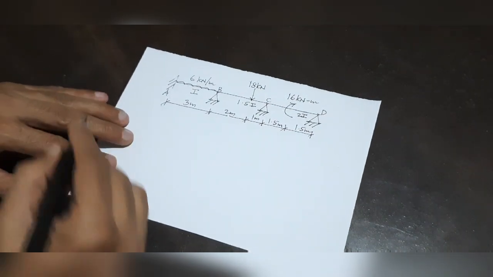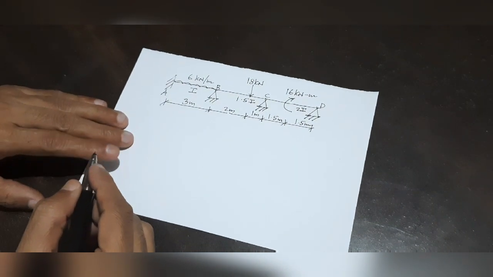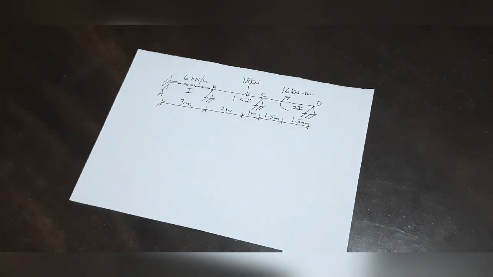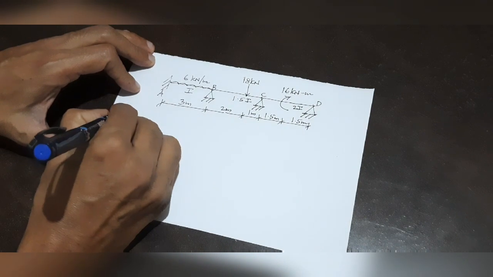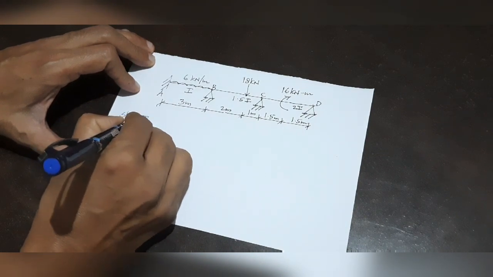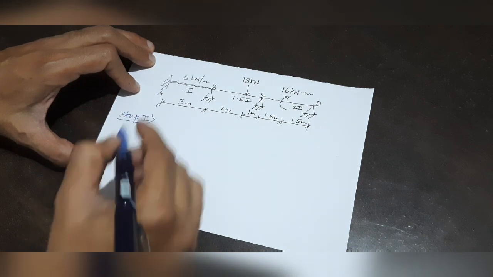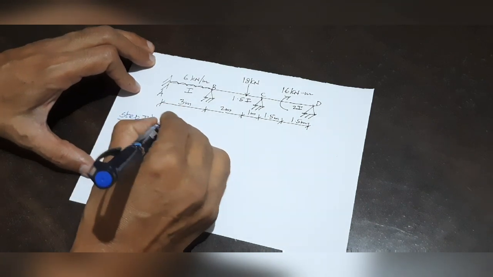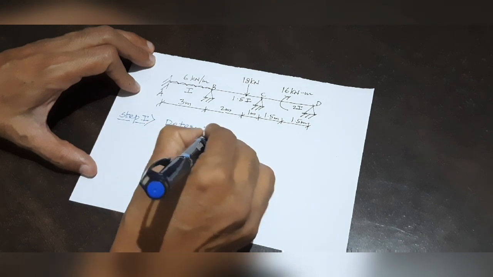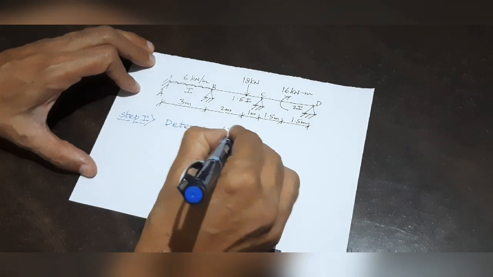We have to analyze the beam using the moment distribution method and plot the BMD. These types of problems you will see most of the time in your university examination. Now, what is the first step? The first step is not the degree of kinematic indeterminacy. The first step is determination of distribution factors.